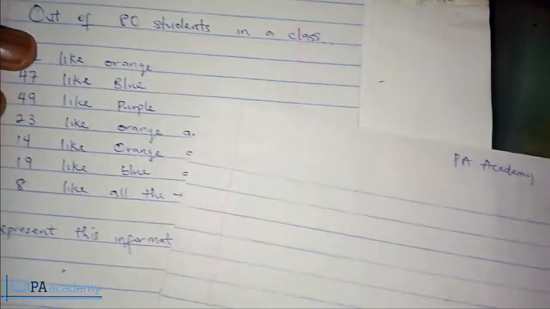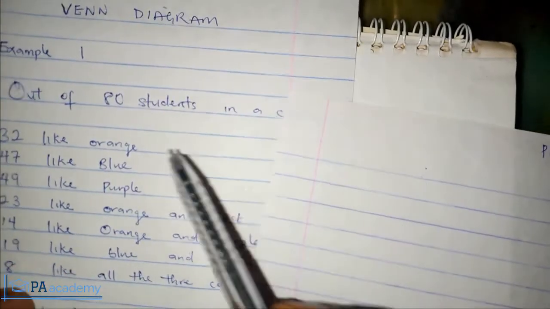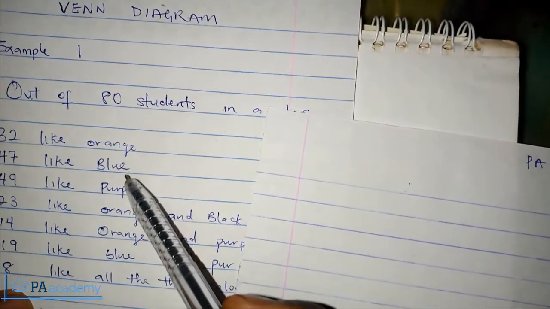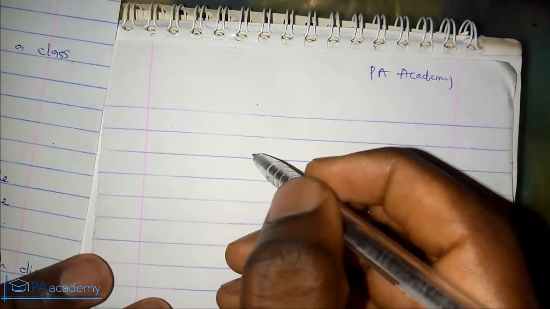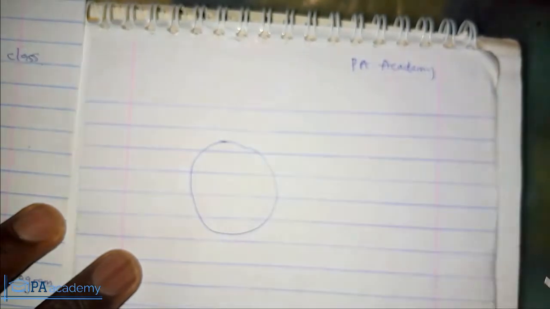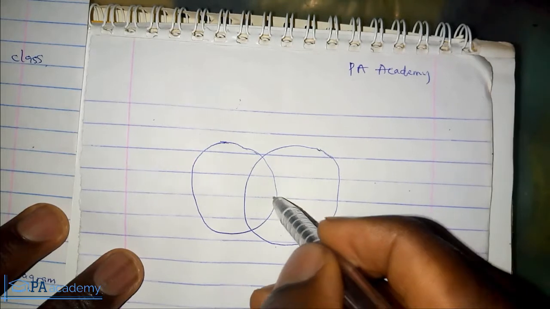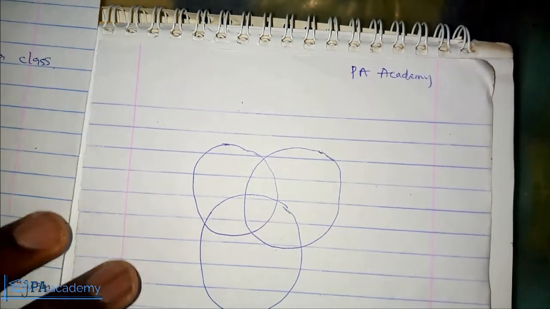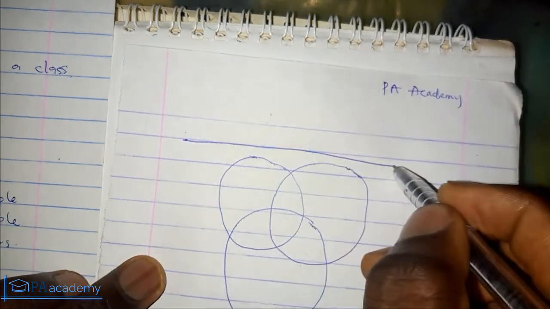So in doing that, now we have three different sets, that is orange, blue and purple. So we are going to draw different circles to represent each of those sets. So this is the first one, and the third one. So after drawing it, we put it inside a box.